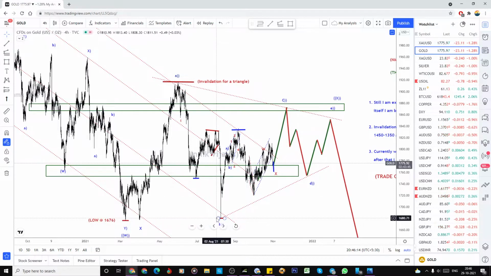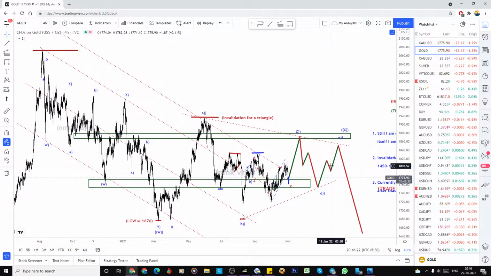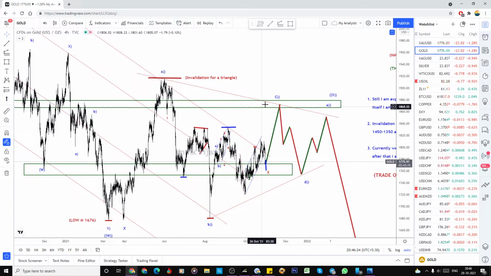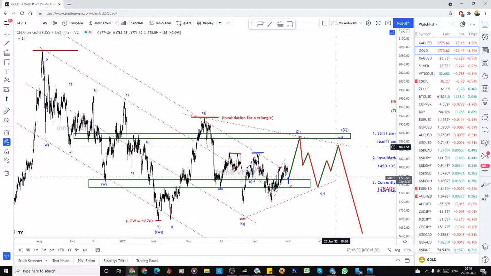So bigger 1 2 3 got completed. Here also bigger 1 2 3 got completed. Here also 1 2 3 got completed. So everything is making a three-wave structure. With the help of that price action, I'm predicting whether it could also be a triangle. Then this is B C D E. Once it reaches here, I'm expecting the downside for the target of 1375 to 1450.